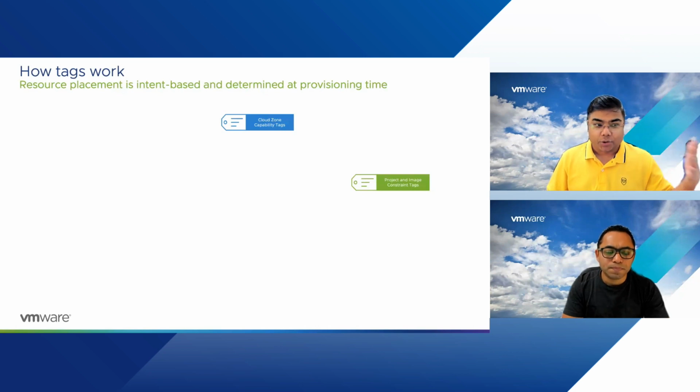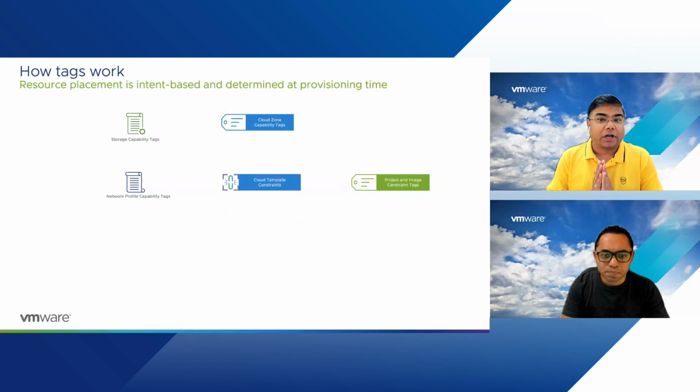Similarly, you have storage capability tags and network capability tags, because you have those resources where you can deploy. So that's why those are capability. Projects and images are constraints. And then you have cloud template, where you define the constraints. Say, I am defining this VM, but then this VM can only be deployed to this cloud zone. It can go to this storage and this network. That's why you are setting the constraints on that particular resource.